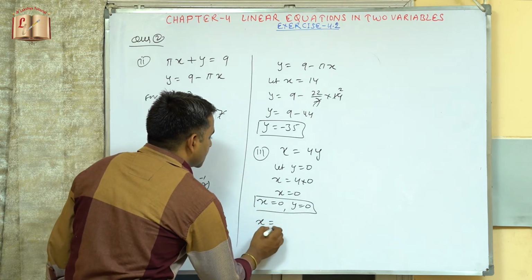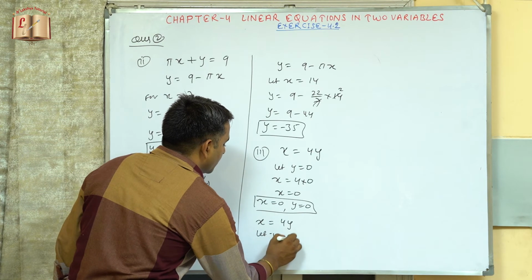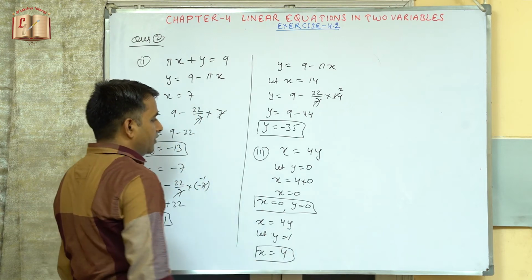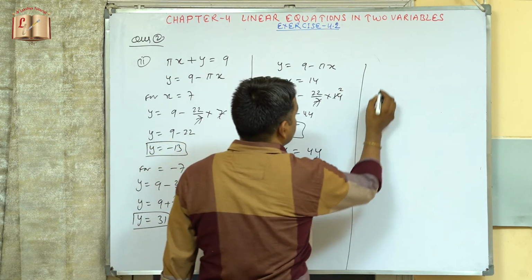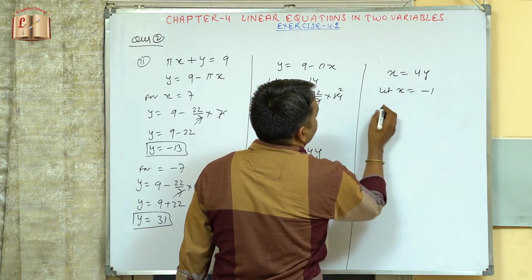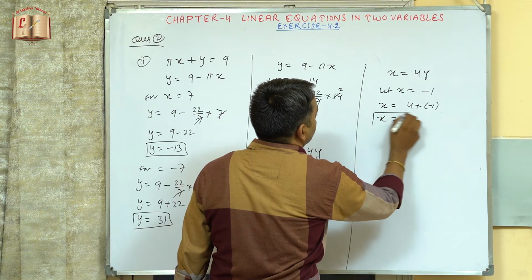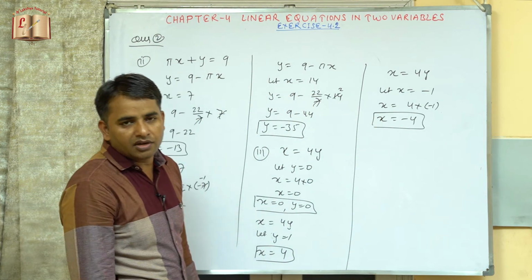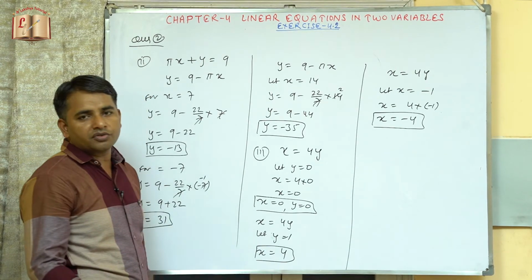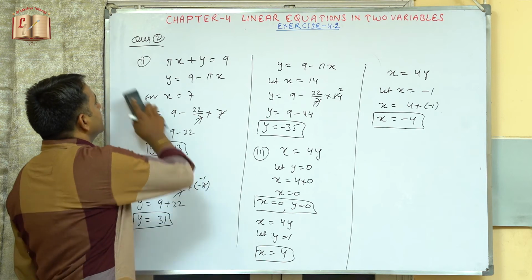Coming to the second part of this, x equals 4y. Let y equal 1. So x will be equal to 4, because 4 into 1 will be 4. Similarly, if we take x equal to, suppose, minus 1, this will be x equals 4 into minus 1, therefore x equals minus 4. So this way we can find different values for the different values of the given variable. We can find either the value of x by substituting the value of y, or by substituting the value of x we can get the values of y.